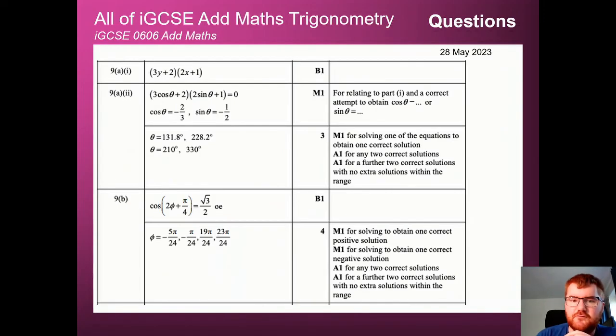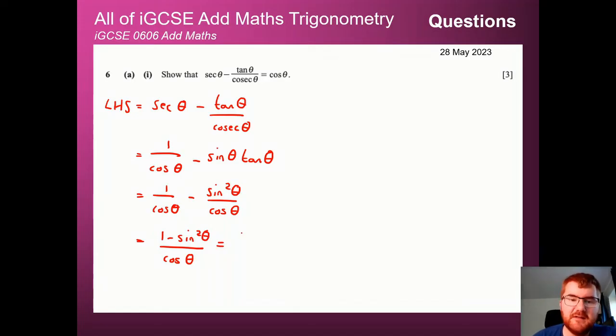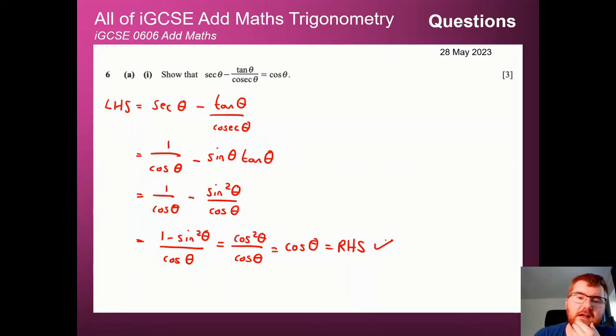Knowing your formula sheet is crucial. So 1 minus sine squared theta is equal to cos squared theta over cos theta. Again, that cancels to give us cos theta, which is then our right-hand side. So have confidence. The key thing here is to put everything in terms of sine and cosine, and then let things simplify down to what you need to get.